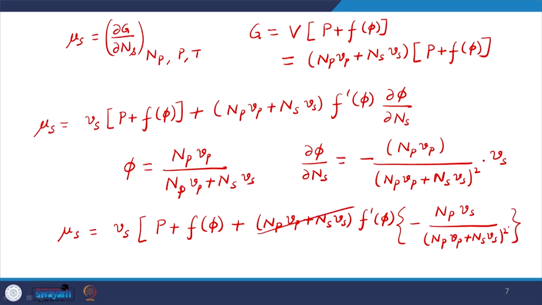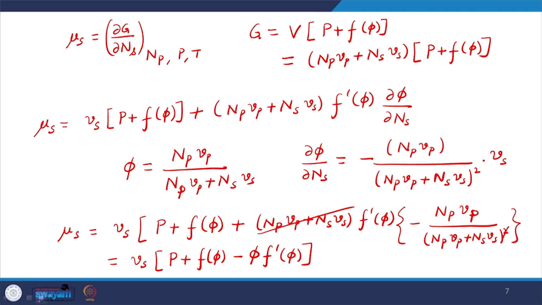Again we have cancellation, and what we had then is, sorry, there was a Vp appearing there. So, what we then have is Vs multiplied with P plus f phi minus phi multiplied with f prime of phi. So, the chemical potential can also be represented as a function of f of phi. Now, let us pause for a moment and see how chemical potential can also be a driving force.